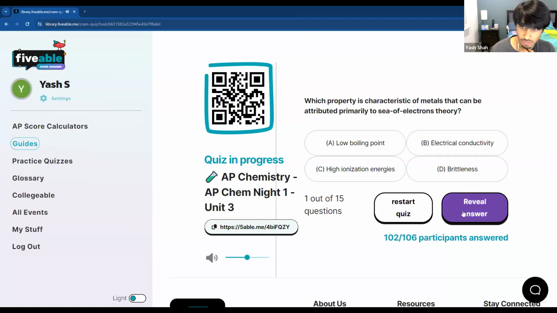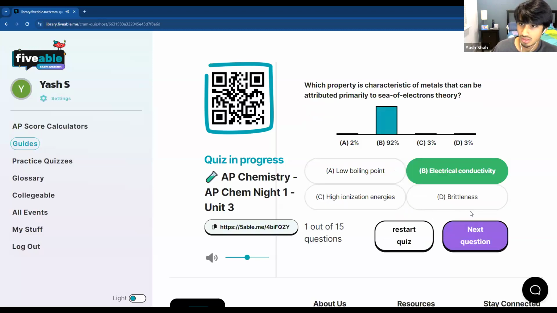Which property is characteristic of metals that can be attributed primarily to electron sea theory? Seems like most of you got this right. It is electrical conductivity because, as you know, the electrons are moving around freely in the electron sea theory, which allows the metal to be conductive.